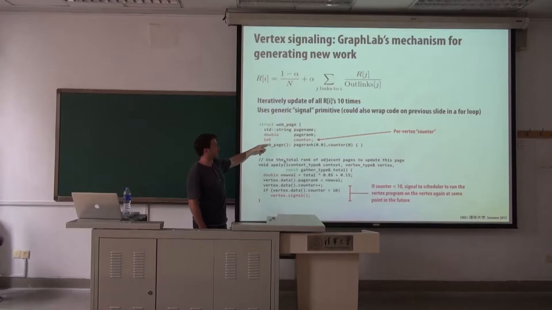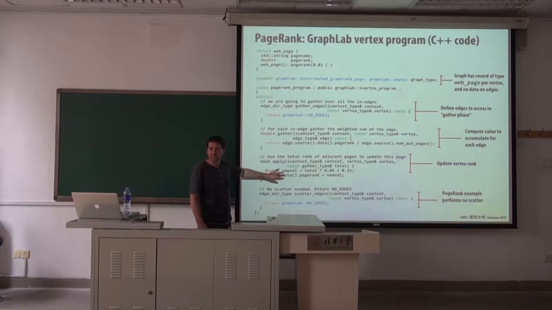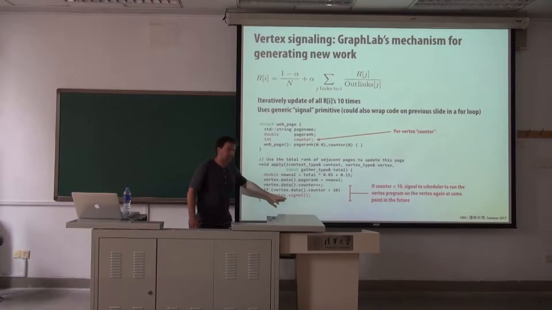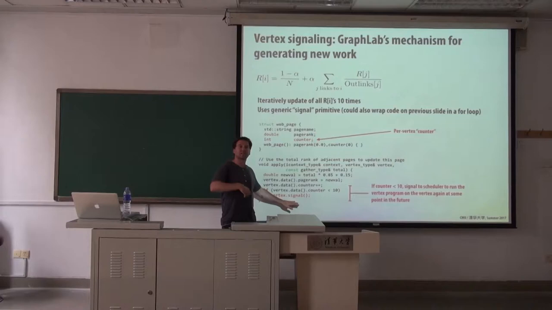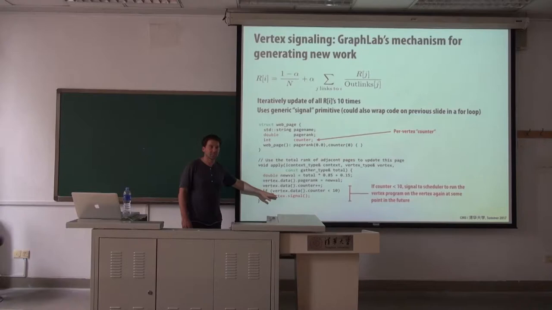And if I want to run 10 iterations of PageRank, in my apply function, this goes back to the apply function right here. This is how I update the vertex. When I update the vertex, my new code says vertex.signal. So this is add this vertex back into the work queue. Increase the counter and add it back into the work queue as long as the counter has not reached 10. So this is the way I can do iteration in GraphLab.